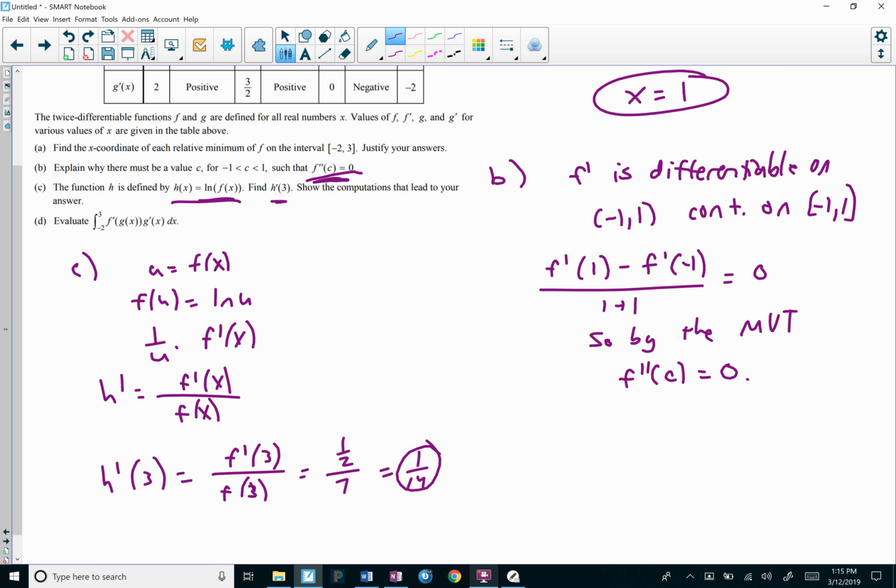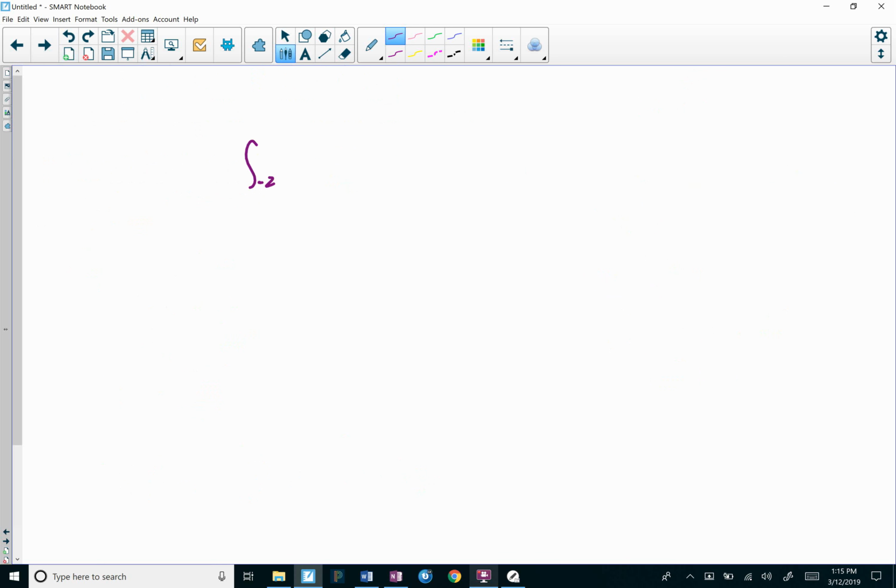Okay, part D, find this integral. Hopefully you recognize this. That's straight off your Cintiq card. That is the definition of the chain rule. That is the result when you take the derivative of a composite function. So let me get a new page here. When I do the integral from -2 to 3, f prime of g of x, g prime of x dx, my antiderivative is just the composite function. Hopefully you recognize that from your Cintiq card.